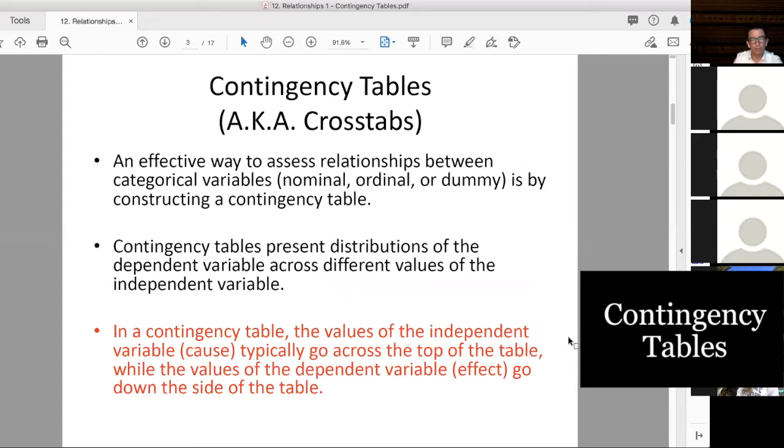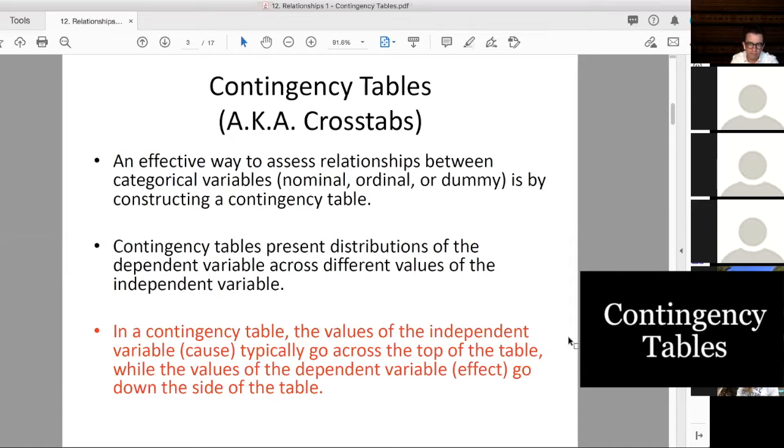Okay, so when we have categorical variables, the way to assess if changes in one variable go with changes in the other variable is through contingency tables, right? And contingency tables are also called cross tabulations, right? Or crosstabs for short. And it is an effective way to assess relationships between categorical variables, right?